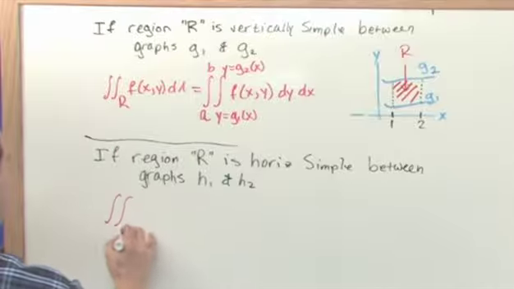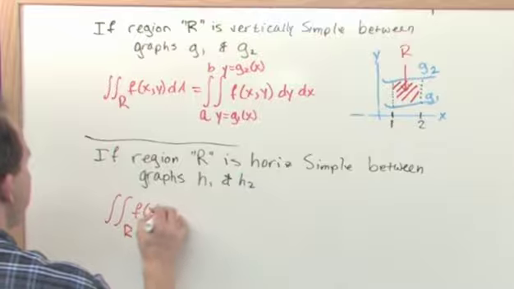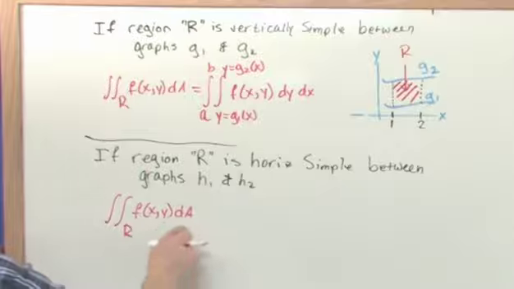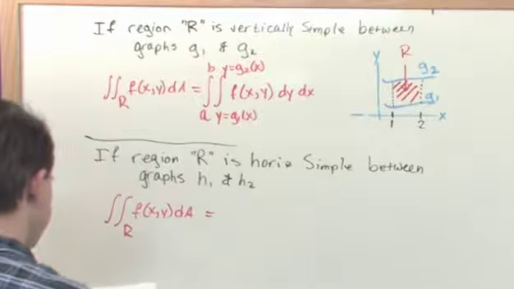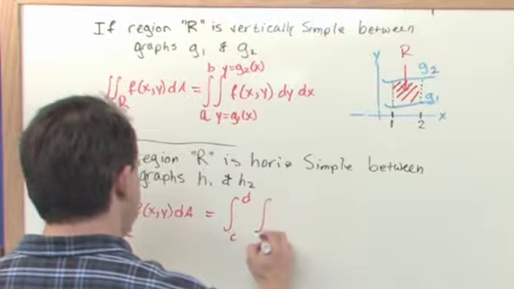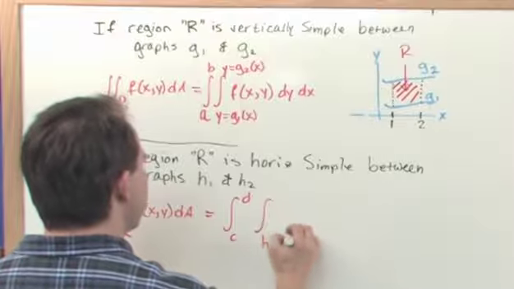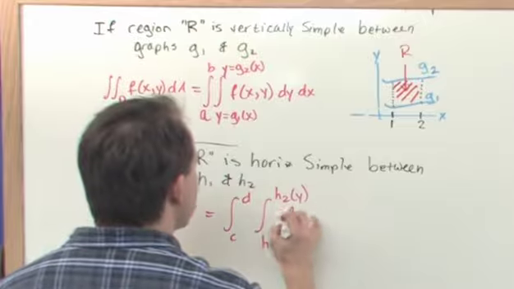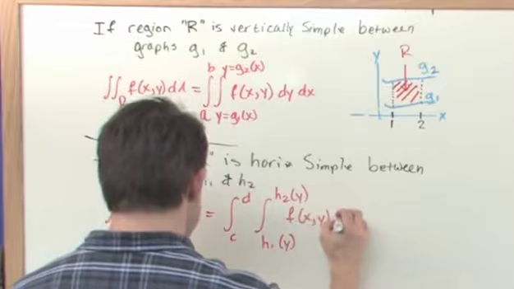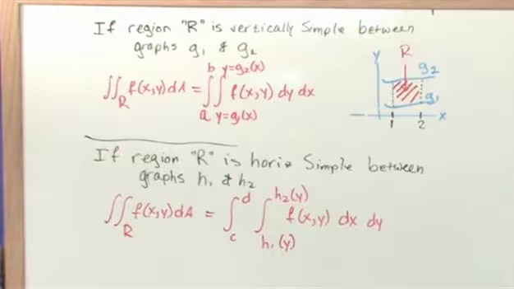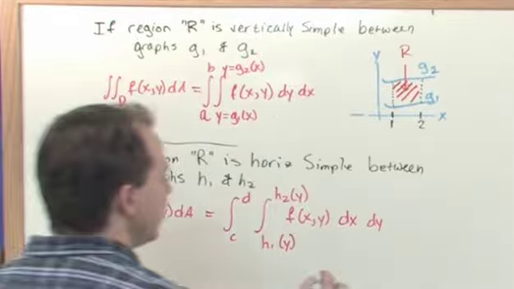The integral over R of f of x comma y dA, where I'm integrating a function over some region R, is going to be the integral from h1 of y to h2 of y, and I'm integrating the function f of x comma y. Now I'm going to integrate dx and then dy.